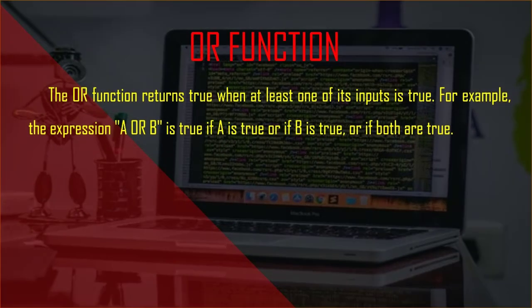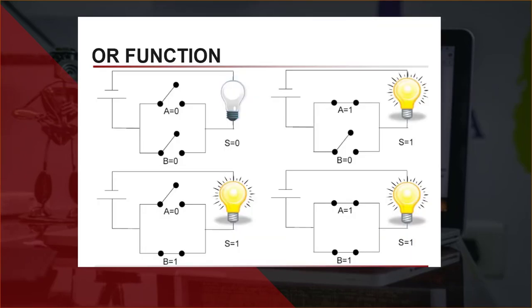The OR function returns true when at least one of its inputs is true. For example, the expression A or B is true if A is true, or if B is true, or if both are true. When associating the electrical circuit, we have the switches connected in parallel, representing the OR function. The lamp will be off when the switches are open, that is, at logic level 0. Any other combination, the lamp will light up.